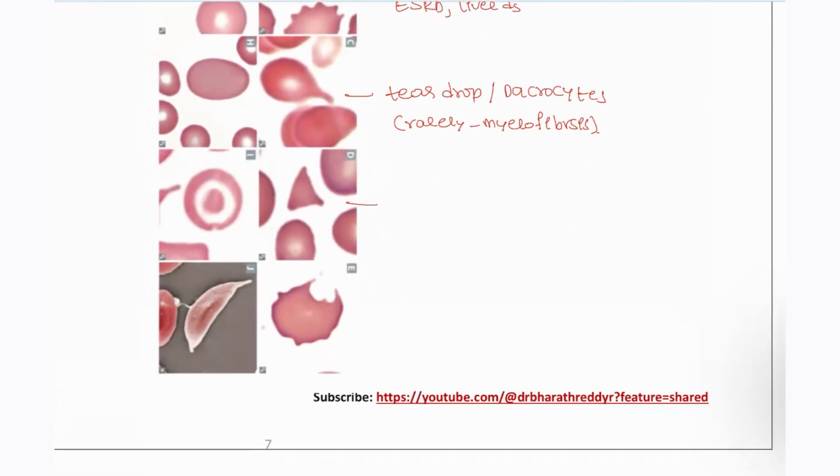Next, this one is known as helmet cells, also called schistocytes, seen in which patients, guys? Usually autoimmune hemolytic anemia. In this patient, we are going to see conditions such as DIC, disseminated intravascular coagulation.